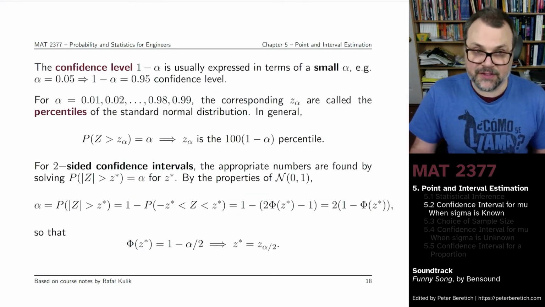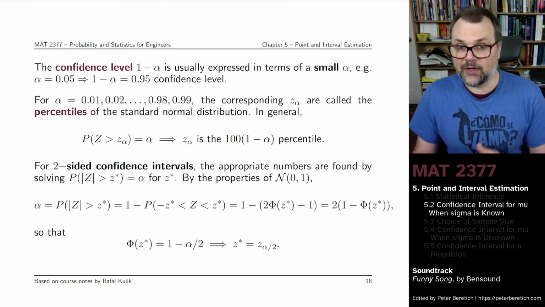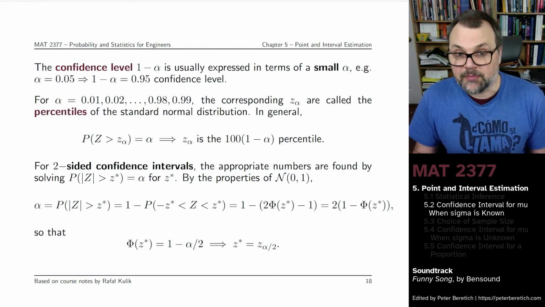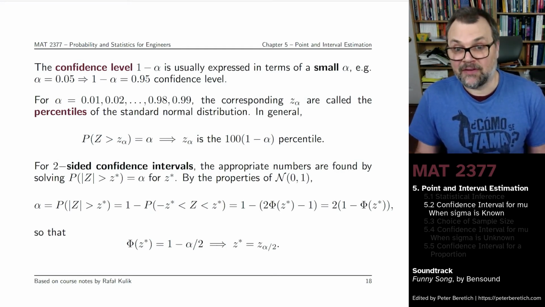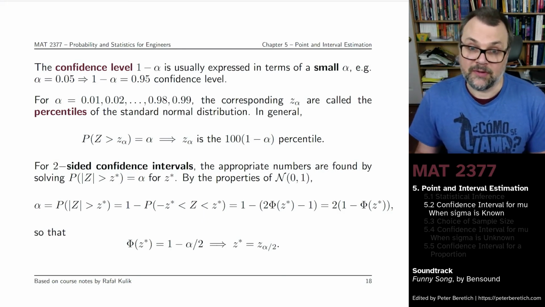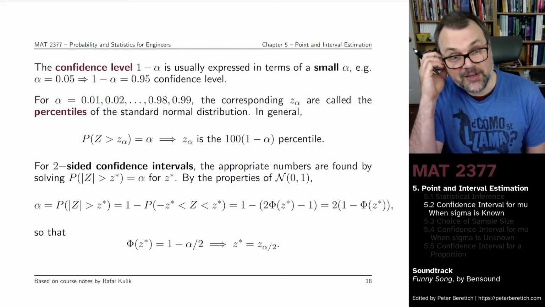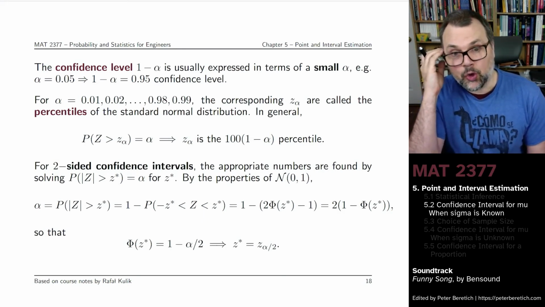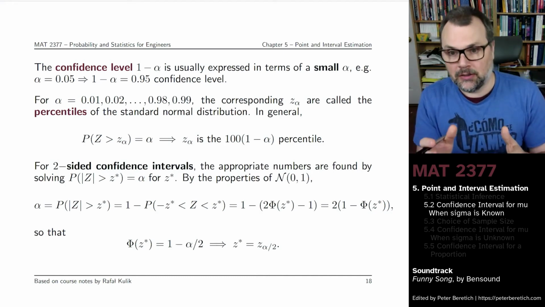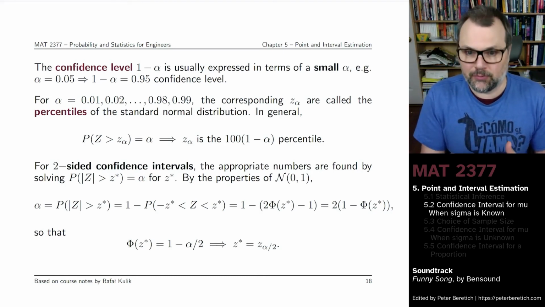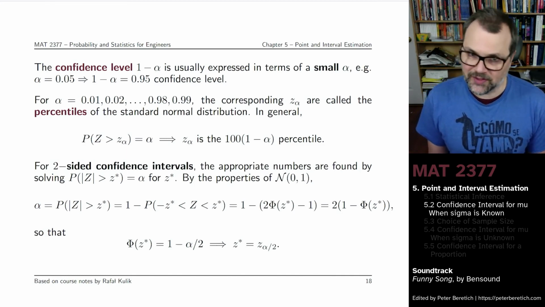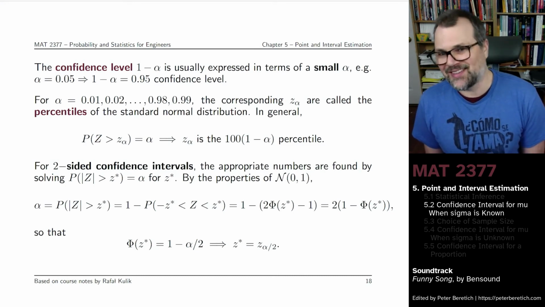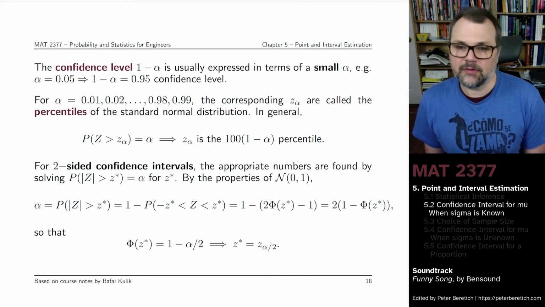And if the alphas vary from 0.01 to 0.99, well, the corresponding Z alpha we call the 100 times 1 minus alpha percentile. So if you pick alpha, which is 50%, 0.5, you're going to be getting the median of your distribution, the 50th percentile. And if you pick an alpha of 0.25, you will get the third quartile. And if you pick an alpha of 0.75, you get the first quartile.